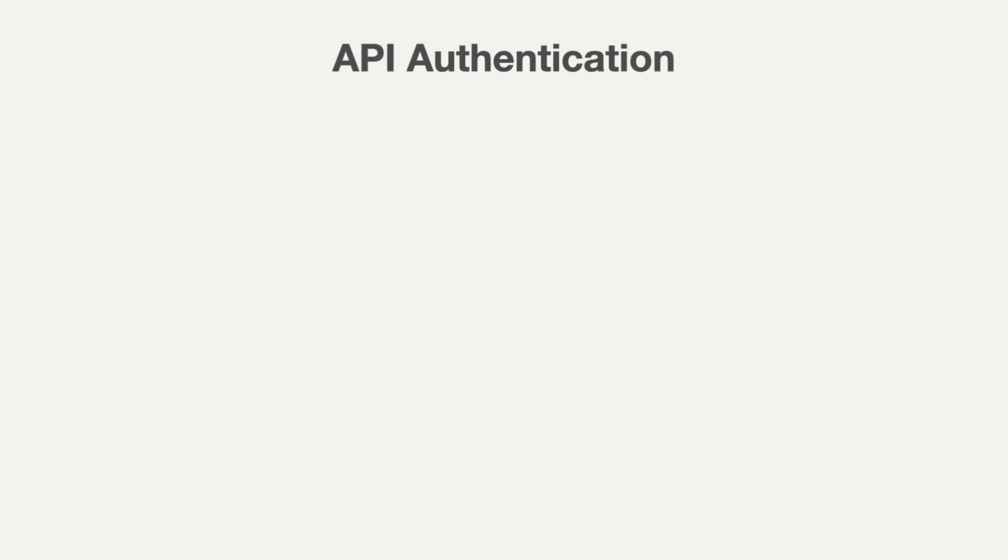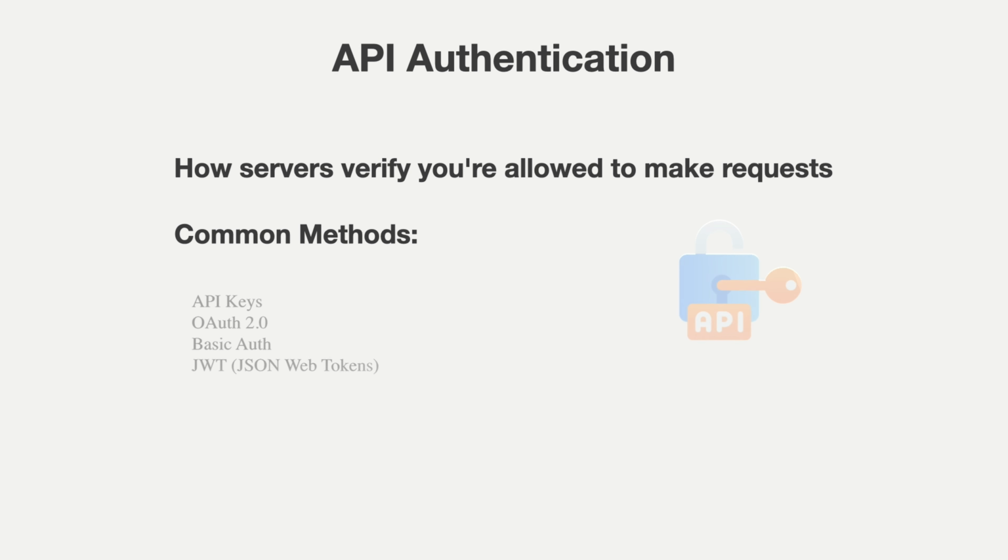There are several authentication methods you'll see in web applications. Things like OAuth, Basic Auth, and JWT. But for most public REST APIs you'll use as a beginner, authentication is done with a simple API key. So that's where we'll focus. API keys are simple. Here's how they work.